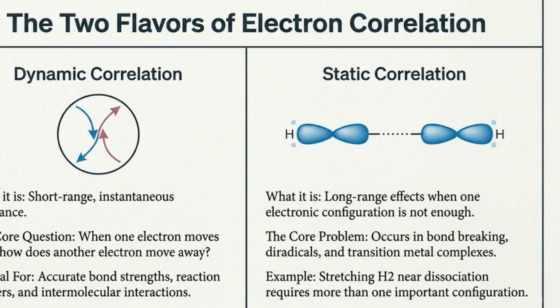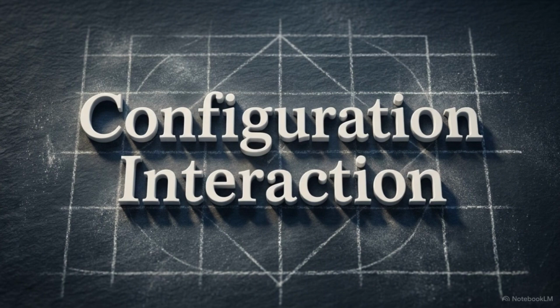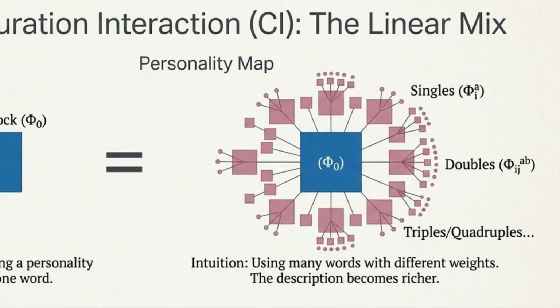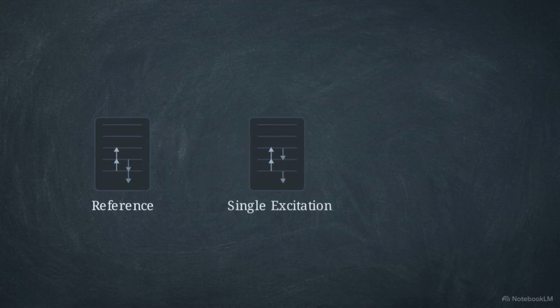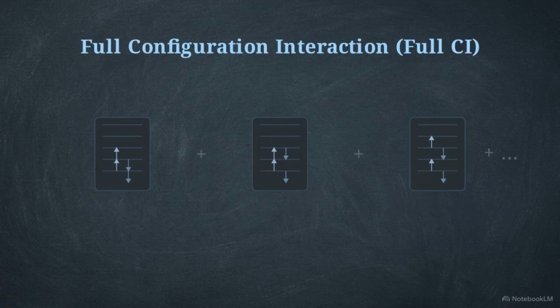atoms. The earliest and most brute-force mathematical framework engineered to push past the single determinant limit is called configuration interaction, or CI. This personality map models configuration interaction. It starts with the base Hartree-Fock reference in the center, then linearly mixes in multiple excited configurations. By promoting electrons into virtual orbitals, creating single, double, and triple excitations, the math builds a richer, more flexible wave function. If you include every possible excitation within a chosen basis set, you reach full CI.